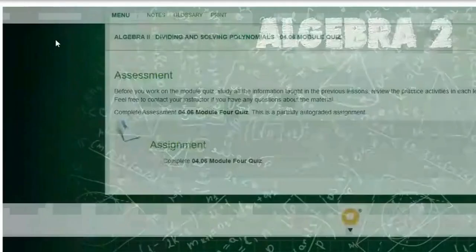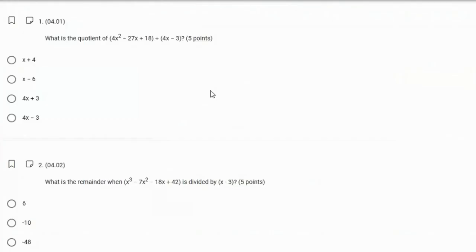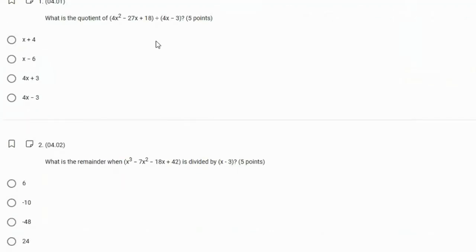The quiz, let's take a look at the quiz real quick. Quiz just covers up to this part that we've done. How many questions are there? What's the quotient of this divided by this? You can do that. Well, that you have to do long division. You can't do synthetic division because it has a 4x. Remember, synthetic only works with like x minus 3. It doesn't work with 4x minus 3. So this is a long division problem.